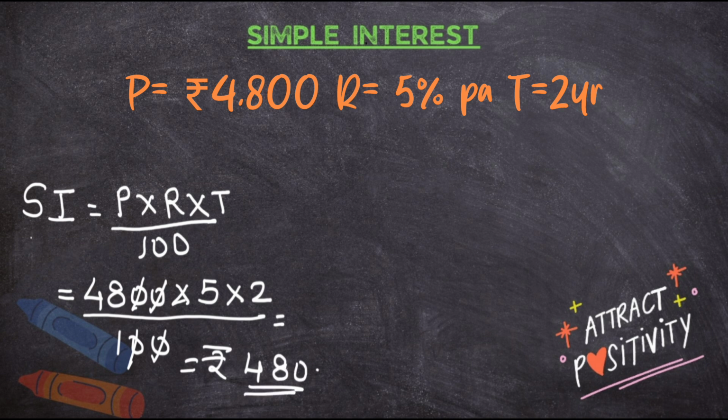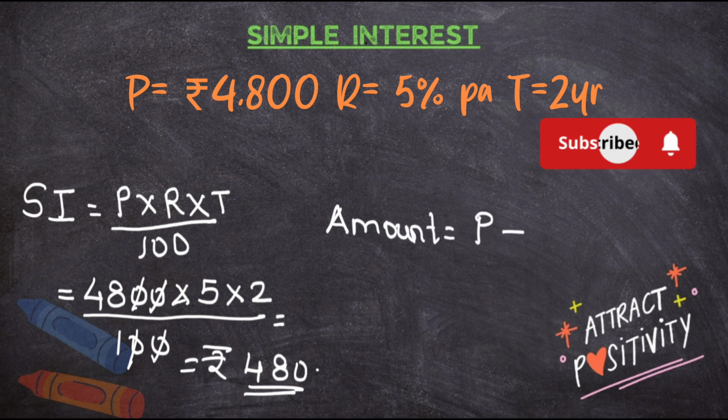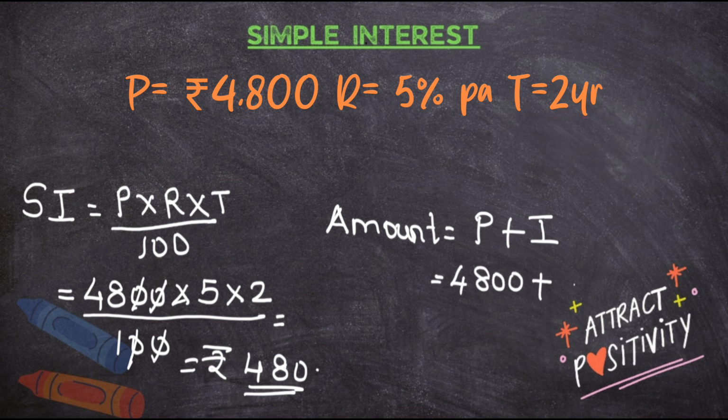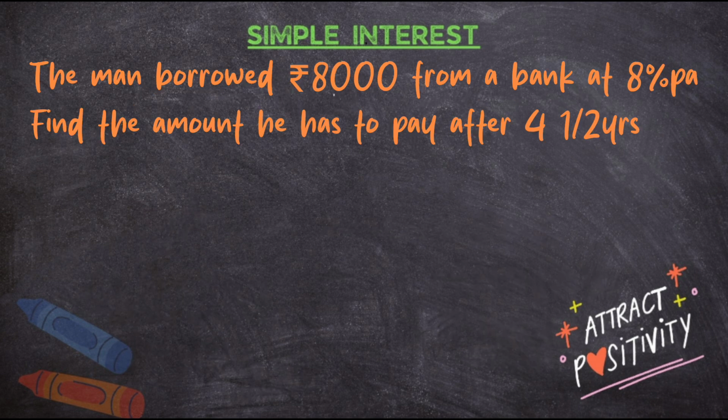To find how much money he has to give back, you have to find something known as amount, and the formula of amount is principal plus interest. And what is the principal over here? It is 4,800, I'll write, plus how much interest did you get? 480. When you add both, you will get the answer as 5,280. So the amount that the person will have to give back will be rupees 5,280.